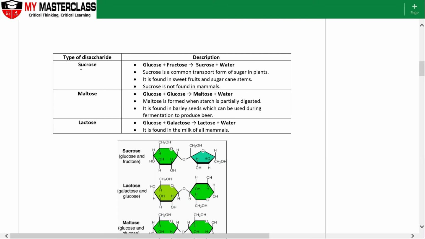In plants, when you have got photosynthesis, often glucose is being produced. Now glucose will then combine with fructose, and the glucose in plants is converted to sucrose, which is transported around the plants, which is why sucrose is the common form for transportation, and you can find that in sugarcane stems or in sweet fruits. Okay, sucrose is for plants, we don't have it in mammals. Now lactose is glucose and galactose. So that will get you lactose, and of course, because it is a condensation reaction, you have got water that is being produced for all of this.